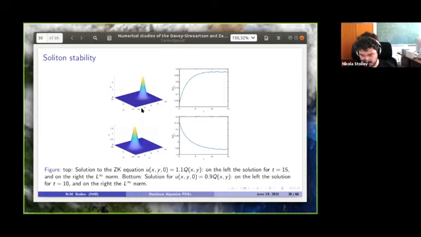Here, because I'm in a moving frame of reference, the soliton that started fast, that became larger, is faster, so it is moving to the right. This one is slower, so it is staying on the left.